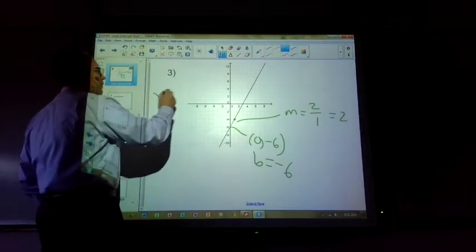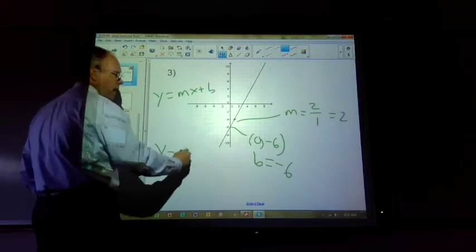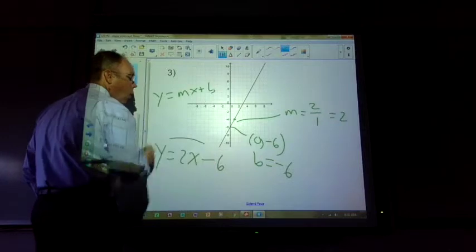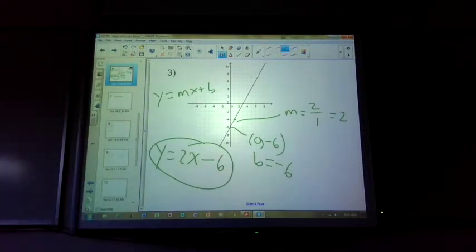So what's my equation if this is my... There you go. Y equals 2x minus 6. Or plus negative 6. Your choice how you want to write it. Now remember I said that sometimes you can have a vertical line, sometimes you can have a horizontal line. I think the next one's going to be a horizontal line.